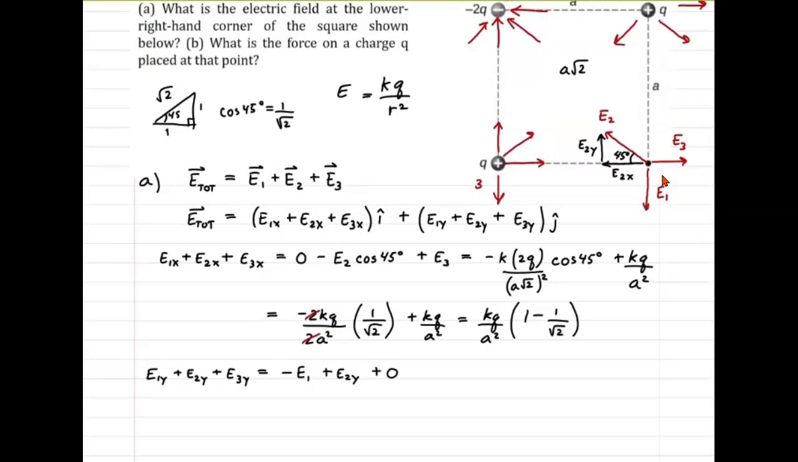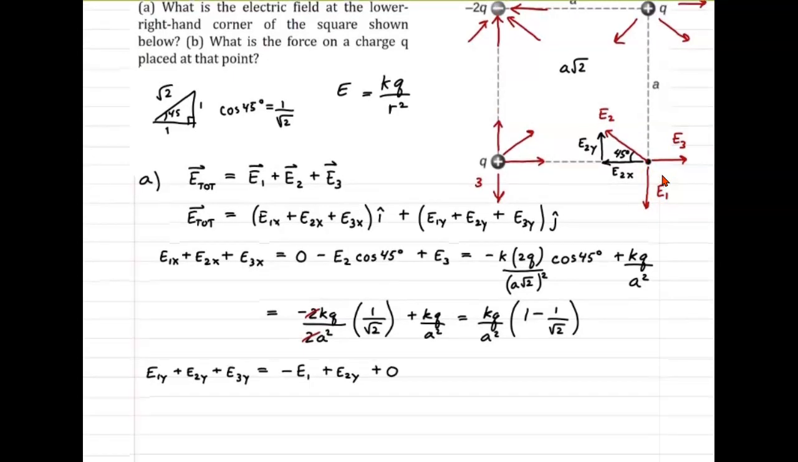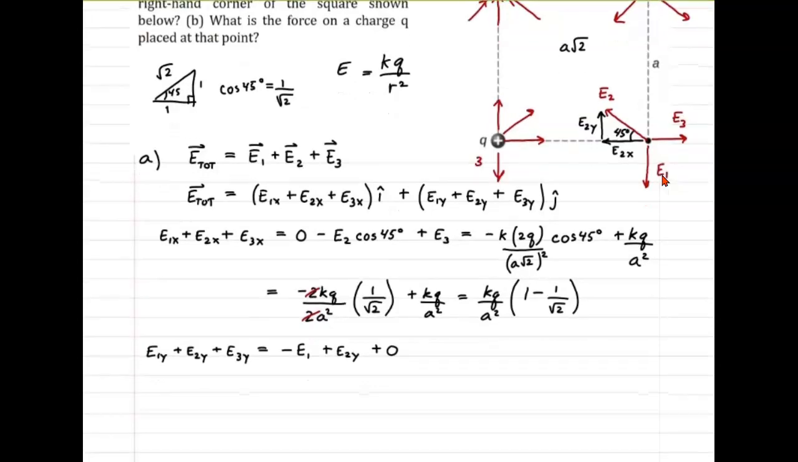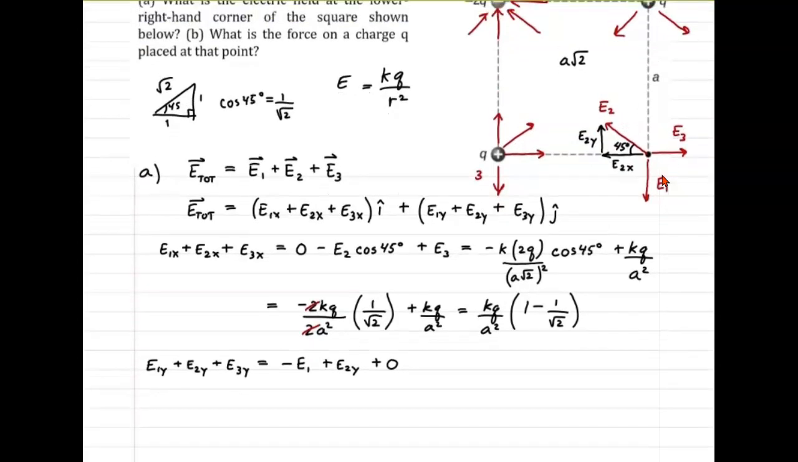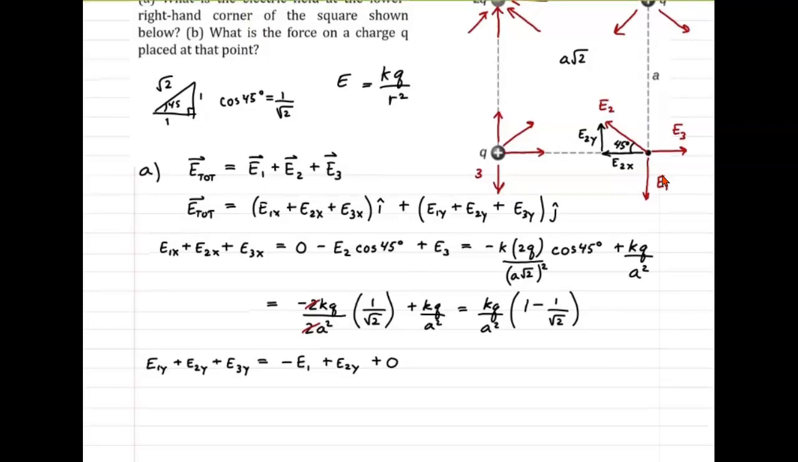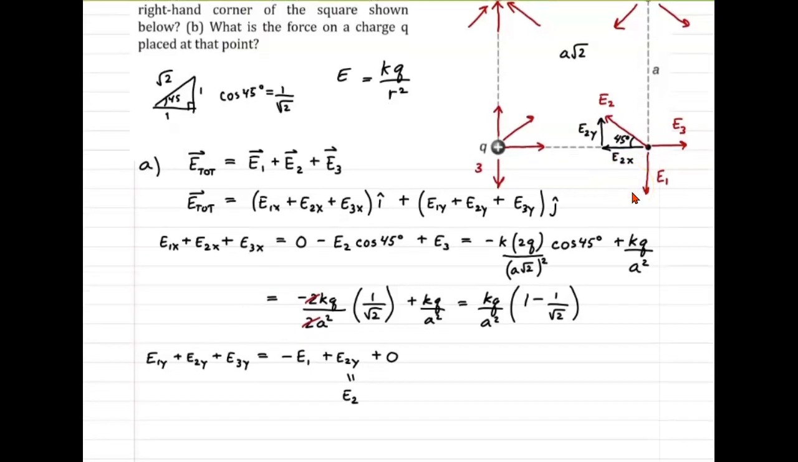Okay, now, just like before, we'll write down for E2, it's going to be equal to a hypotenuse times a sine or cosine. Okay, so in this case, since E2y is opposite 45, it'll be sine. E2 sine of 45 degrees.